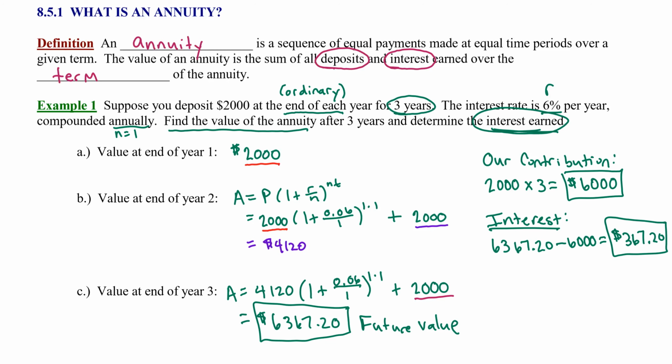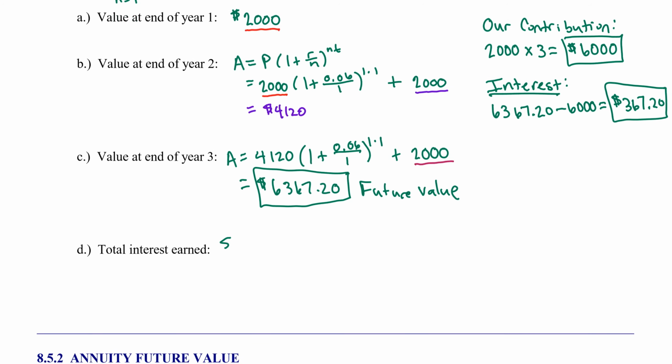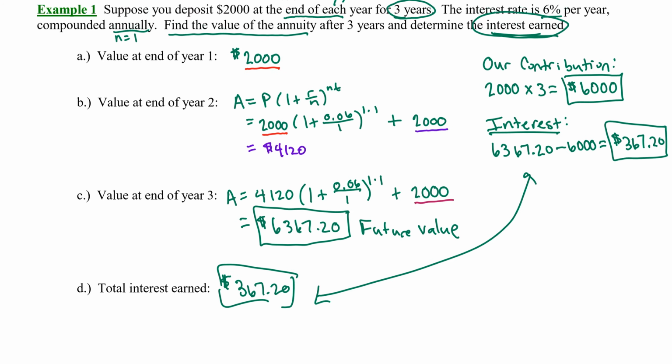So this is an example of a short-term annuity, but let's suppose that this is a retirement annuity. Let's suppose you're going to be looking at a 30, 40-year investment. This is a very tedious calculation to have to do over and over and over every month for 40 years. Total interest earned, $367.20. So we're going to examine next a formula that will put this whole process together in one efficient formula, and that will be in the next section.